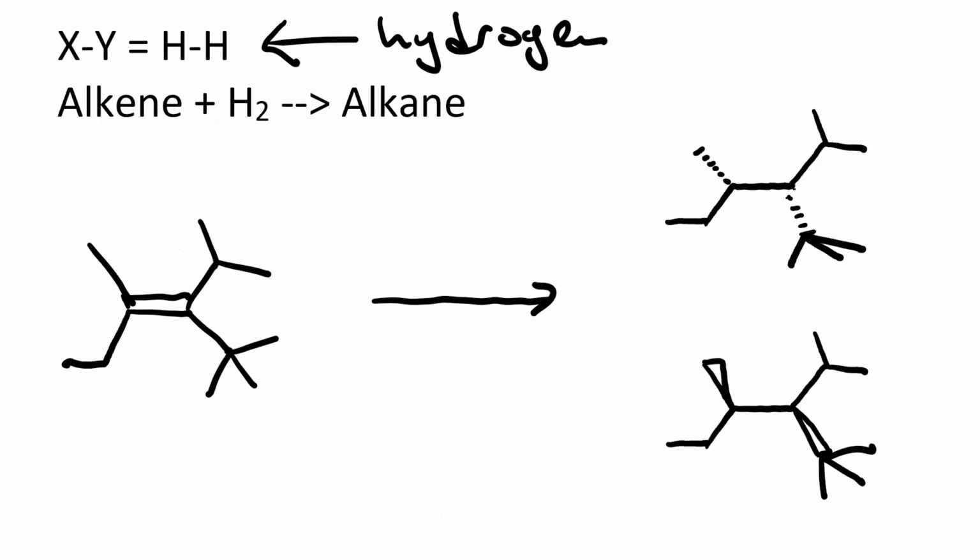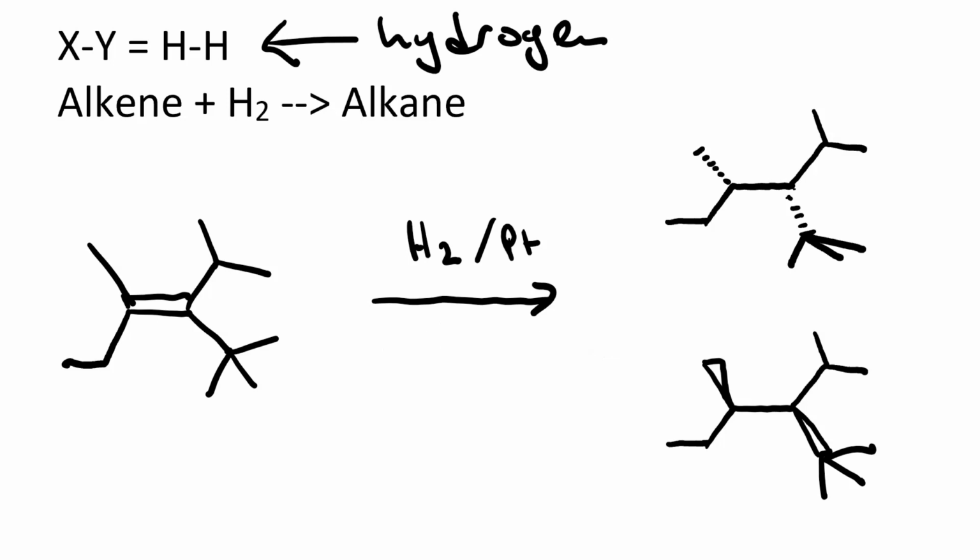In terms of what this looks like, your reagent is H2 and your catalyst is a metal like platinum or palladium doped nickel. You can also use something called Wilkinson's catalyst, which uses tris(triphenylphosphine)rhodium chloride in solution.